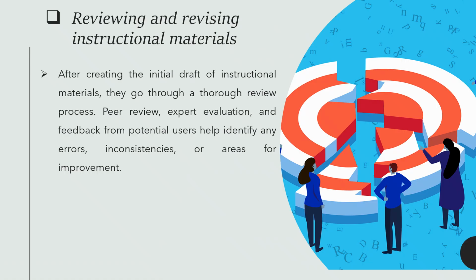The fourth general outline is reviewing and revising instructional materials. After creating the initial draft of instructional materials, they go through a thorough review process. Peer review, expert evaluation, and feedback from potential users help identify any errors, inconsistencies, or areas for improvement. Reviewing and revising instructional materials are crucial steps in the development process to ensure the materials are accurate, effective, and aligned with the learning objectives.